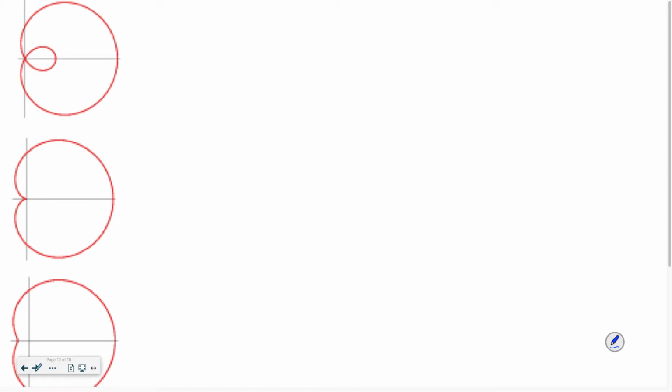I think the cardioid will be the correct one, and we know that because a over b is 1. Okay, that's a cardioid. This is literally my slide from pre-calculus. This is when a over b is what? At least the other one's greater than.